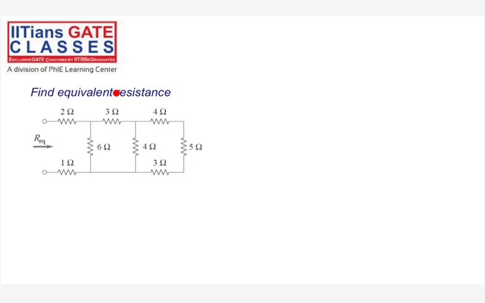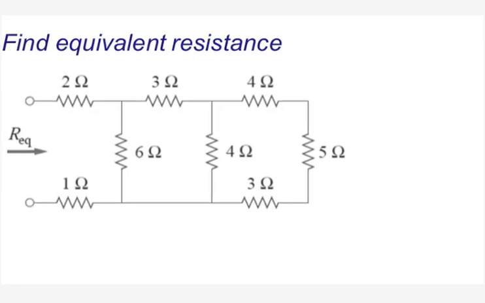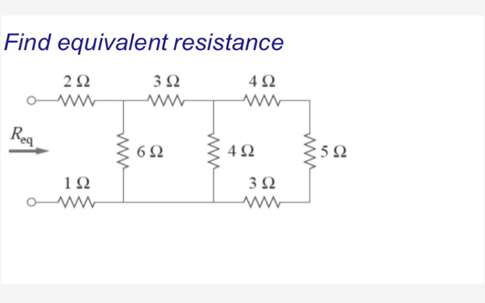Yeah, correct, Varun Chandra. Six is the answer, right? So these three are in series. 5 plus 4 plus 3: 5 plus 4 is 9, plus 3 is 12. 12 parallel with 4 is 12 into 4 by 12 plus 4. So you'll get it as 3 ohms.